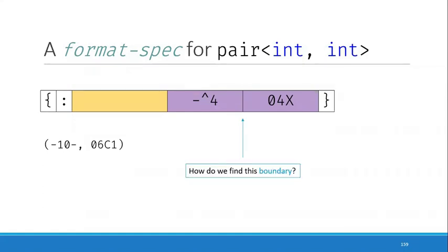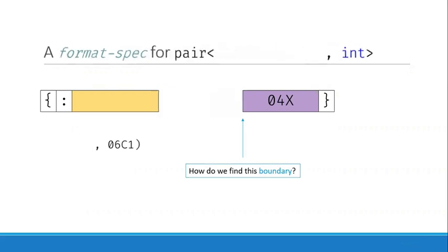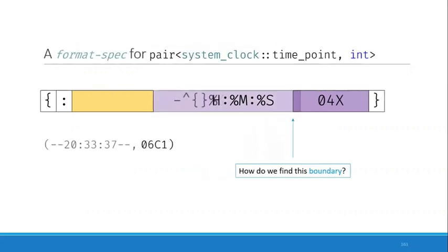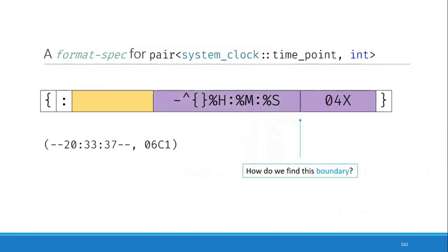But the problem is, how do you find this boundary? Because with ranges, we were always at the end, and we just left it up to the underlying type to find us the close brace. But here we're not at the end. We're still in the middle. There's other stuff after us. How do we tell things where to stop? And remember that these specifiers could be arbitrarily complicated and have colons or braces in them. How do we know where the end is?